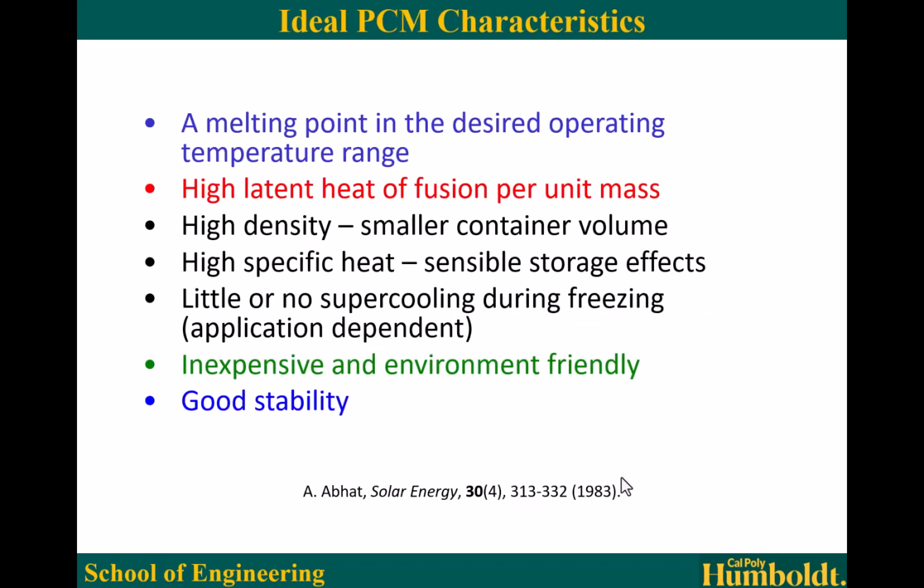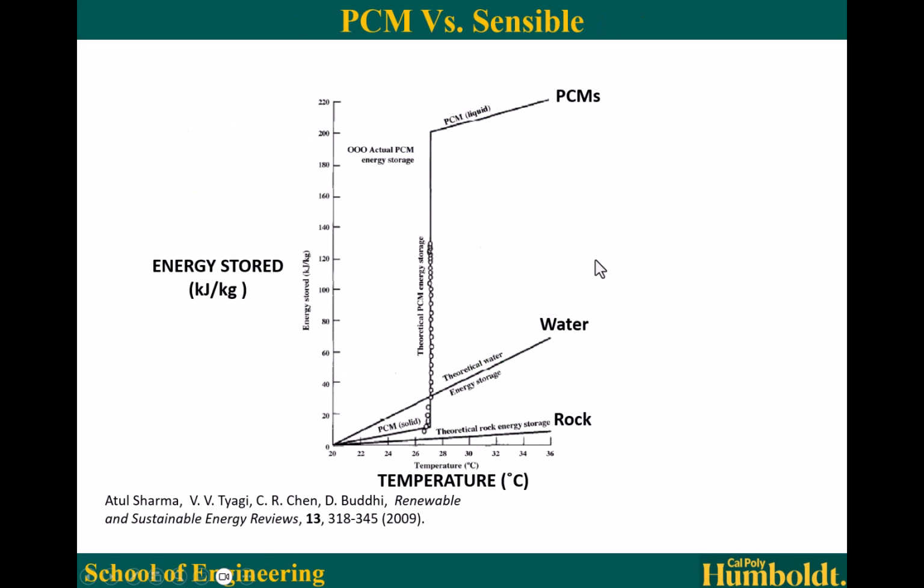All right. So these are some of the ideal characteristics for a good PCM. The biggest is we have to have a melting point in that desired operating temperature for our application. We need high latent heat of fusion, which we have for our materials. High specific heat would be good, high density. Supercooling, we want it low. And we need thermal stability. So when we heat it up and cool it down, it needs to show no hysteresis. And we'll see that in a little bit.